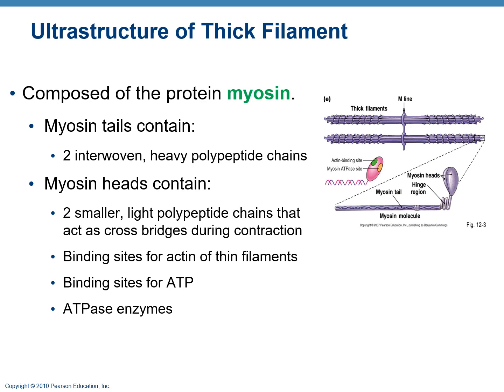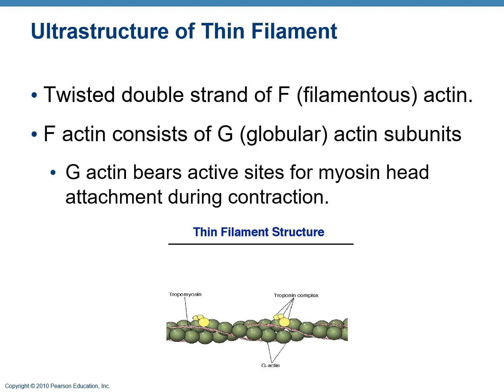And these are made of heavy polypeptide chains, 2 heavy protein chains. Each of these chains, here's one right here, has a head, this globular head, which contains 2 smaller light polypeptide chains that act as something called cross bridges during muscular contraction. On the myosin heads are binding sites for actin of the thin filaments, binding sites for ATP, cellular energy, as well as ATPase enzymes, which will hydrolyze ATP to fuel the muscular contraction, something called the power stroke.